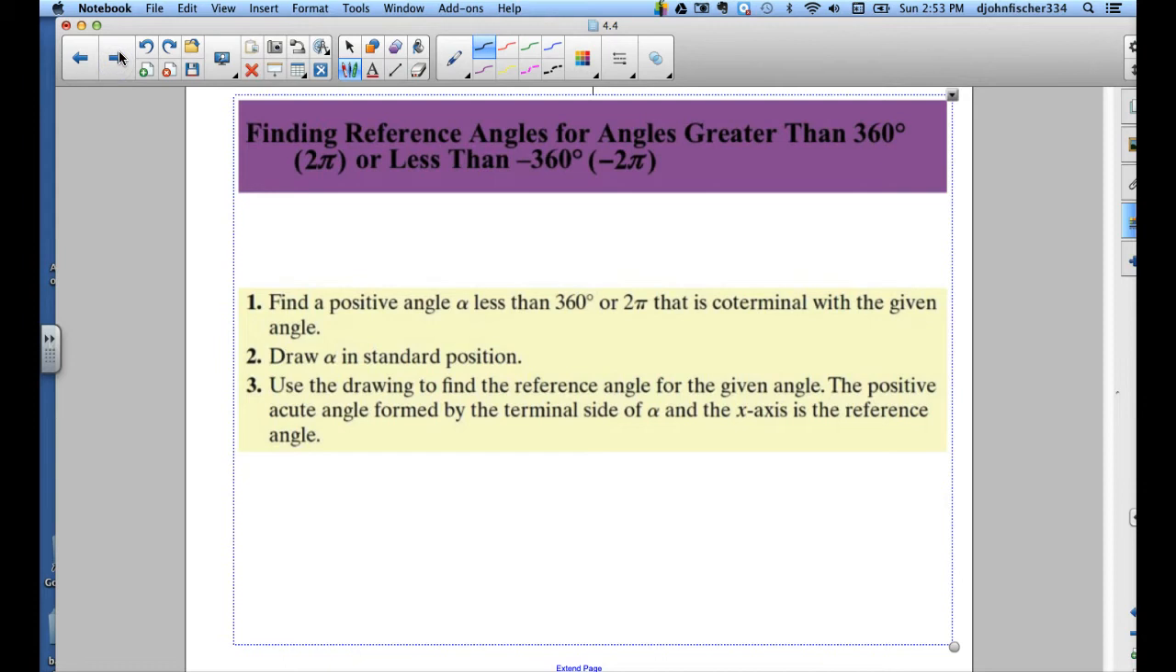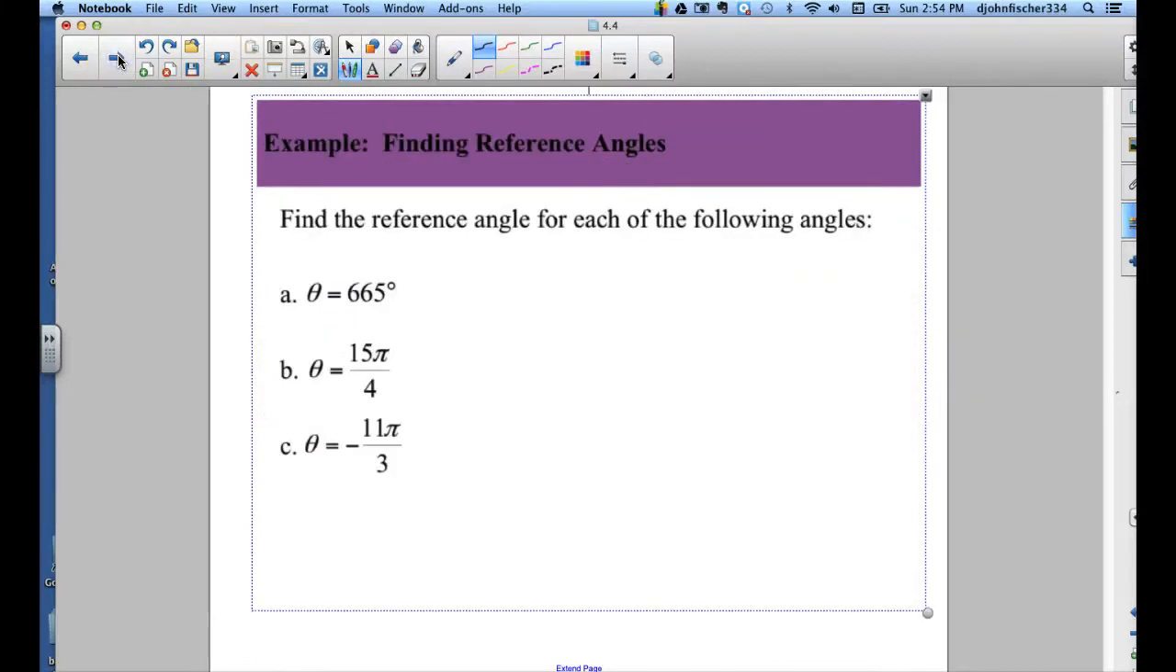So finding reference angles for angles greater than 360 and less than 360, we're going to do some subtracting. Find the positive angle less than 360 or 2 pi that is coterminal. Draw it in standard position and then draw the reference angle as you go. So let's look at a couple here. Here's 665 degrees. So we're going to take 665 minus 360 first, and we're going to get 305 degrees. There's a coterminal angle. Now we have to find the reference angle.